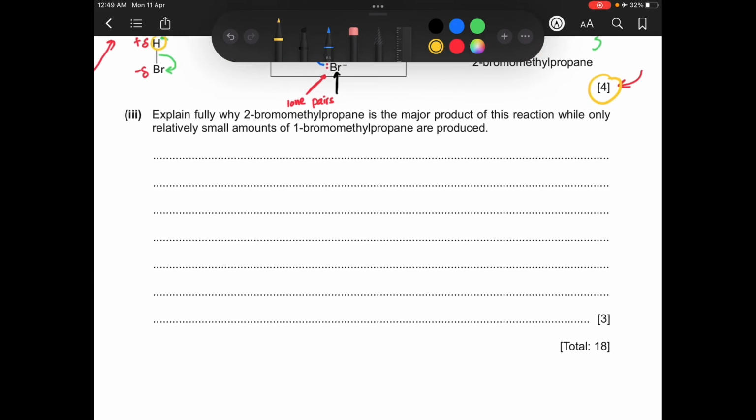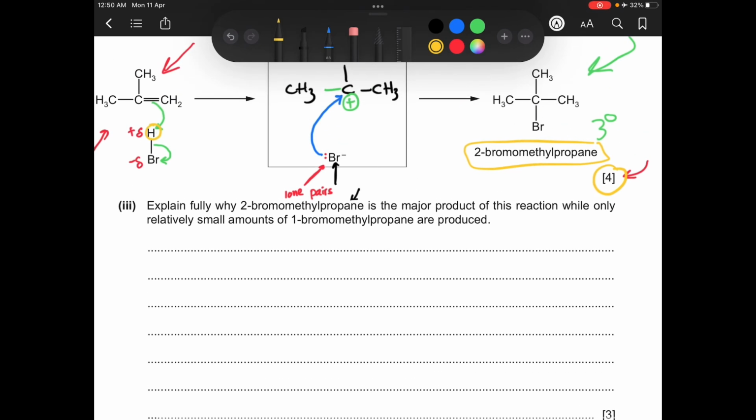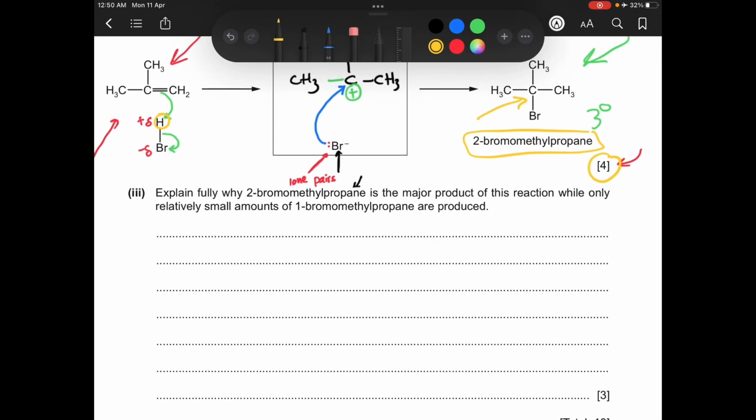Okay, let's go to the last question. The compound that we have is called 2-bromo-2-methylpropane, which is this one. It says that this compound is the major product of the reaction, which means that we have a minor product. The question says that we have to explain why we have this compound as the major product. As we told you, you will have a tertiary carbocation, and the tertiary carbocation is more stable than primary and secondary.